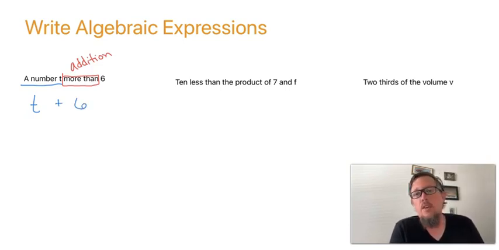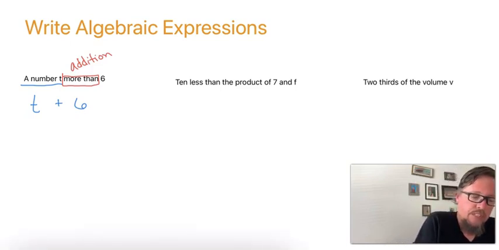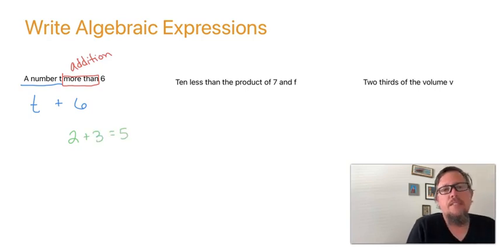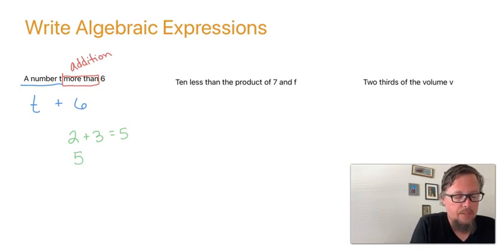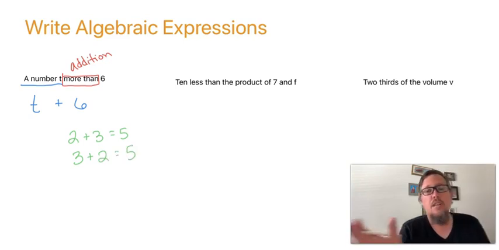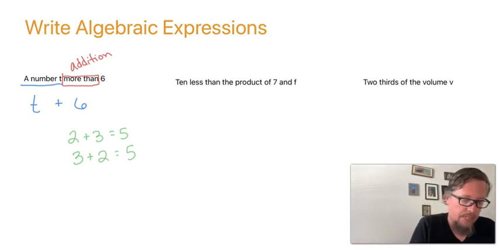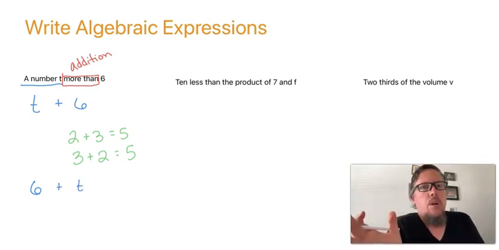However, with addition, the order does not matter. And you can prove this very simply by saying, well, 2 plus 3 is 5, but what happens if I add those in a different order? What happens if instead of doing 2 plus 3, I do 3 plus 2? Still 5. So the order in which I add two numbers does not change the solution. So I could write t plus 6, and I can also write 6 plus t. So both of these are correct.